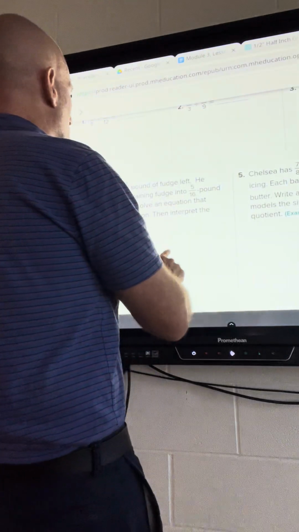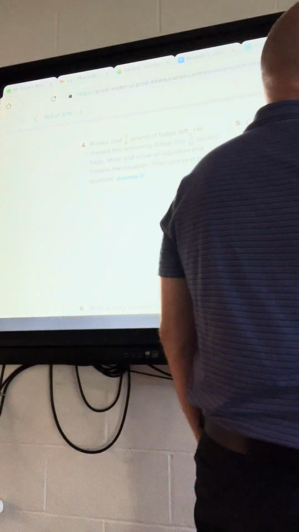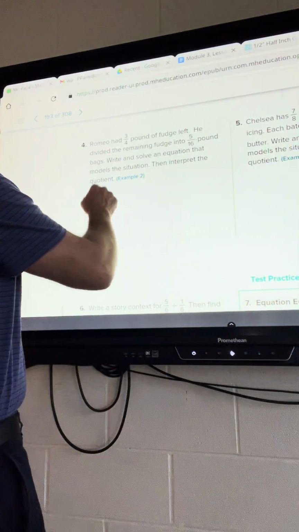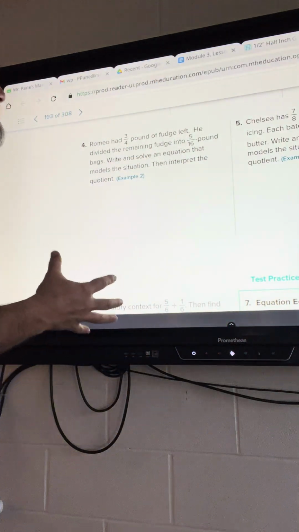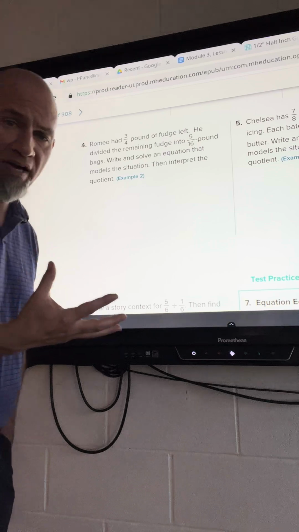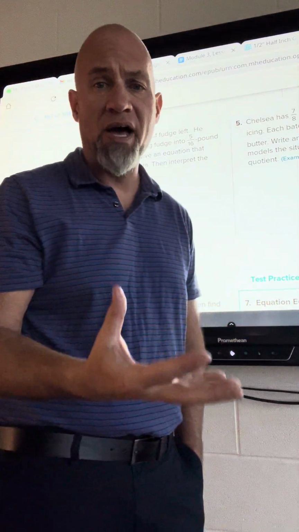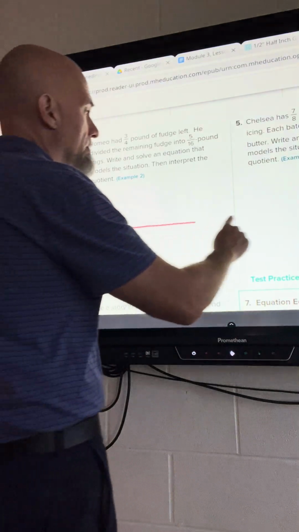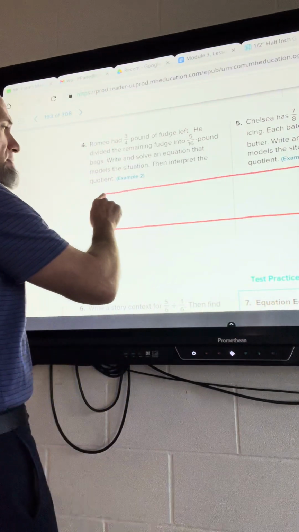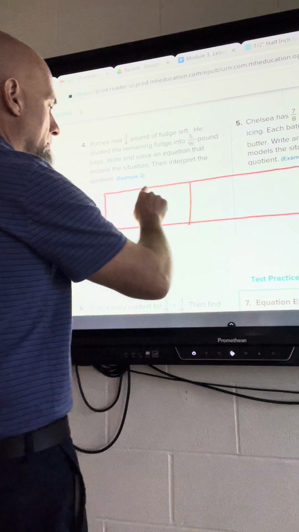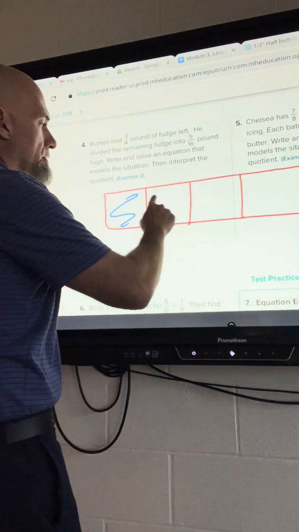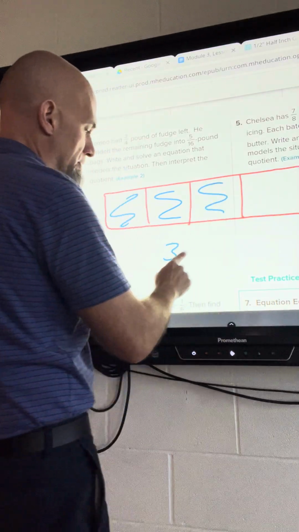Let's do Romeo with the fudge. So we'll do the diagram first. And again, first of all, he's got 3/4 of a pound of fudge. He's dividing that fudge into groups of 5/16. So we want to know how many 5/16 are inside of 3/4. So our diagram will be cut into 4 pieces. And then 3/4 will be shaded in. That's 1, 2, 3. So that represents 3/4.